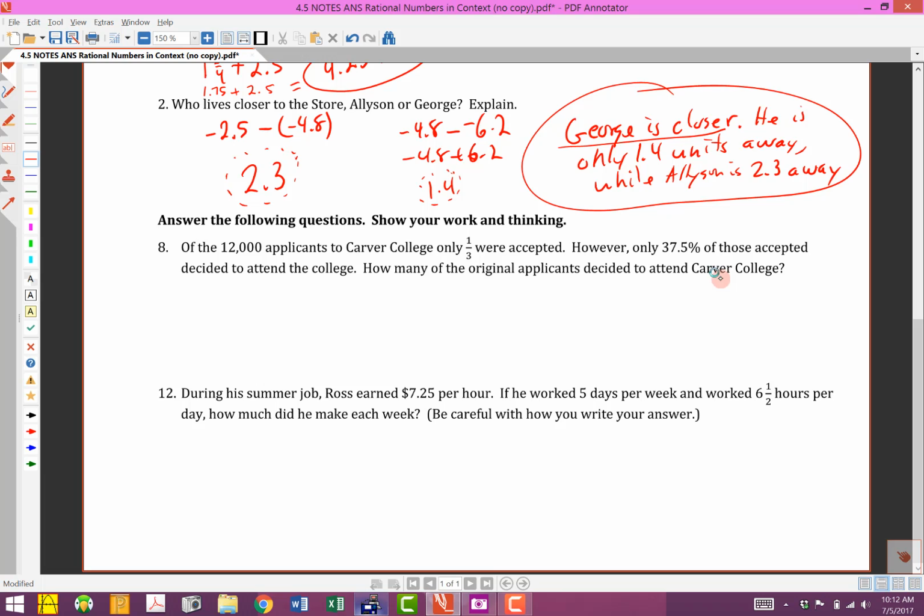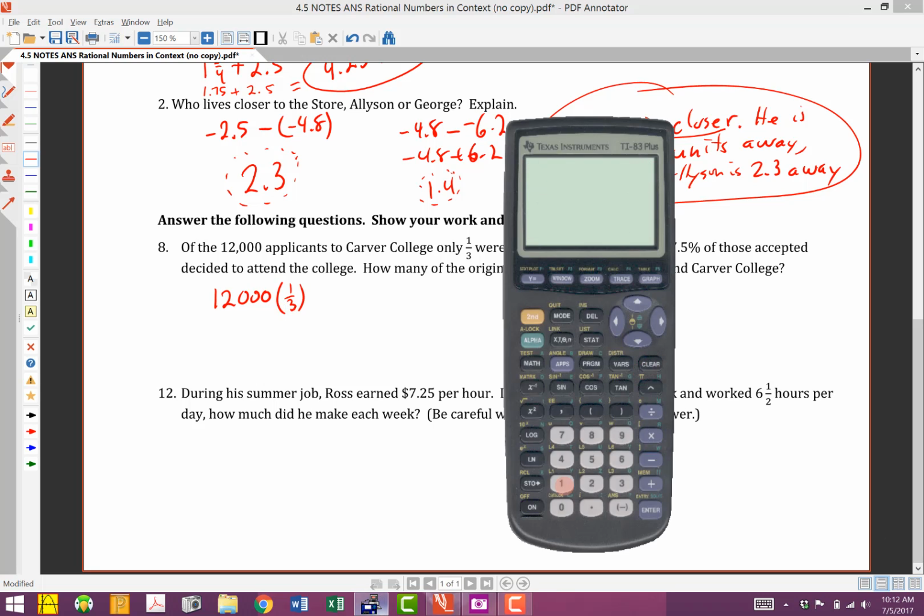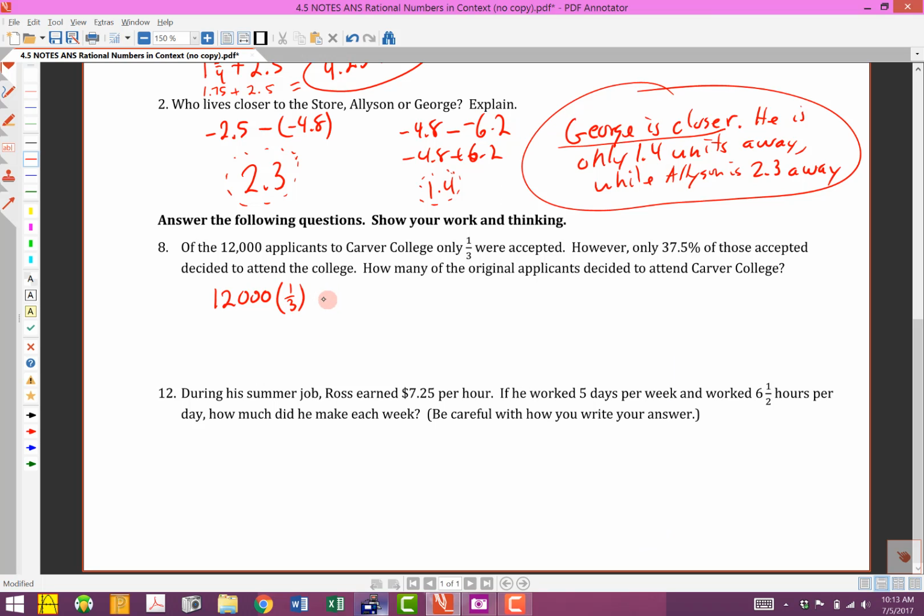So this is actually a two-step problem. The first thing we need to do is there were 12,000 students who applied to begin with, and only 1/3 of them were accepted. So remember, when you use the word of means multiply. So we're going to do 1/3 of the 12,000 here. So that's a multiplication problem. So I'm going to go ahead and bring up the calculator. I'm going to clear everything off, and we're going to do 12,000, and then I'm going to do times, and on this calculator I don't have the sophisticated fractions and stuff like that. What I'm going to do is I'm just going to put 1/3 in parentheses. So I'm going to do 1 divided by 3, and I'm going to hit enter, and it tells me the answer is 4,000. Okay, so this is 4,000, but that's not the answer to the problem.